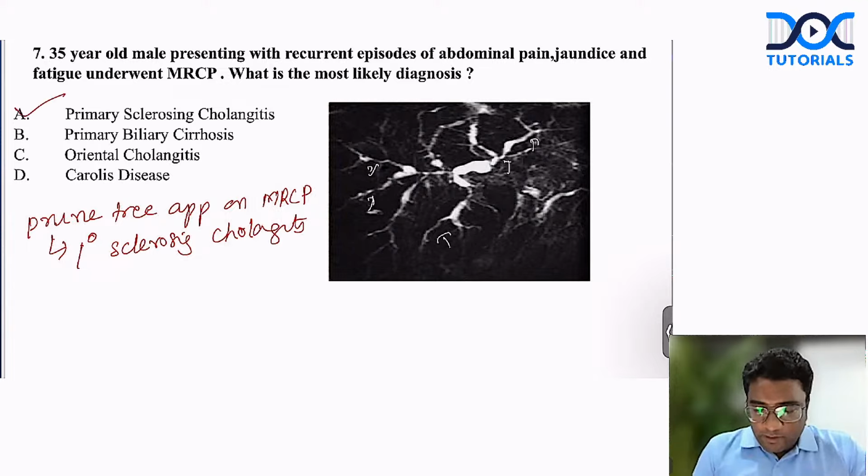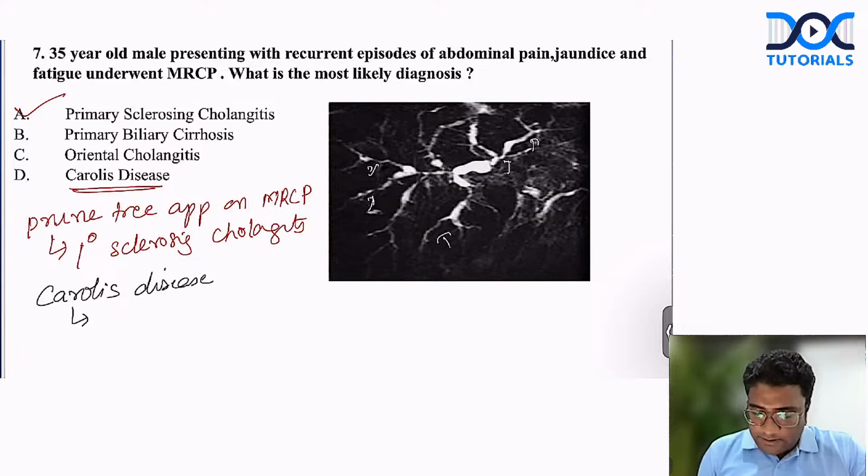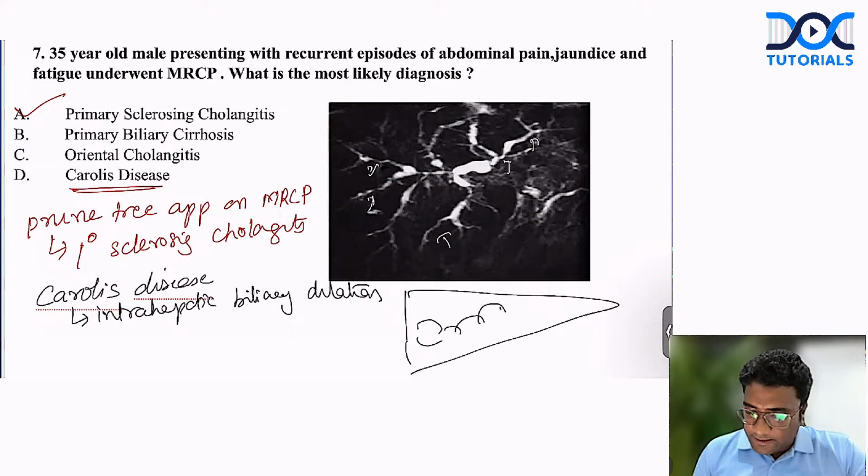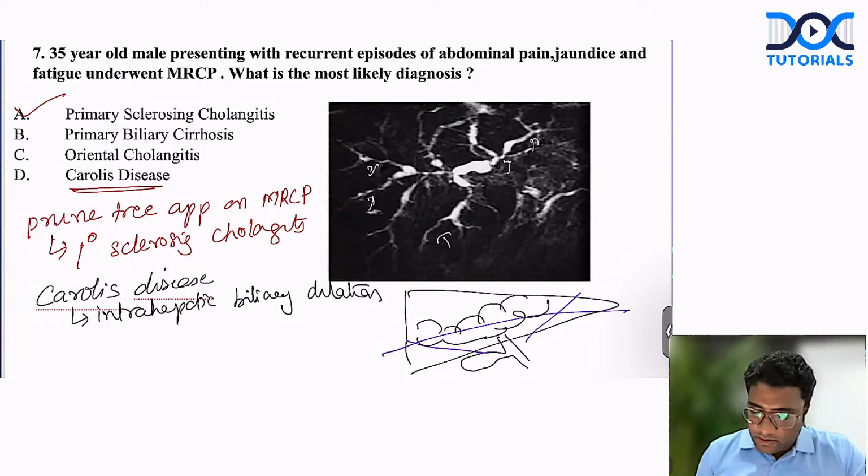And do you remember any radiological sign with Caroli's disease? Caroli's disease is a type 5 choledochal cyst, right? So intrahepatic biliary dilatation you have. Because of this, the bile ducts are dilated inside the liver. Extrahepatic is fine. Adjacent to this, you see the portal vein. When you take a section, you see a dilated hepatic duct adjacent to the portal vein.